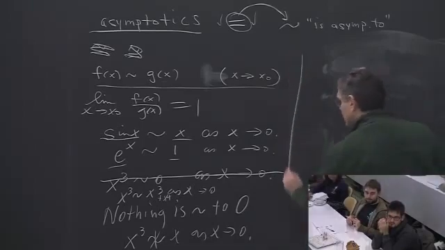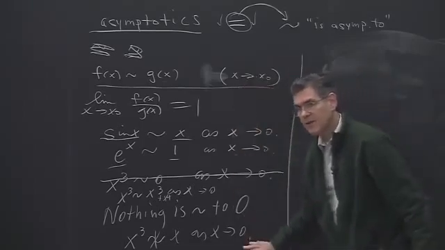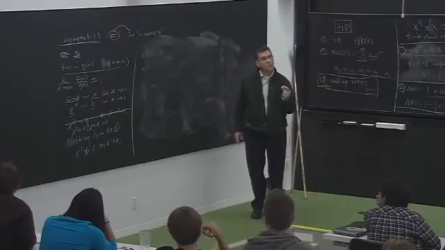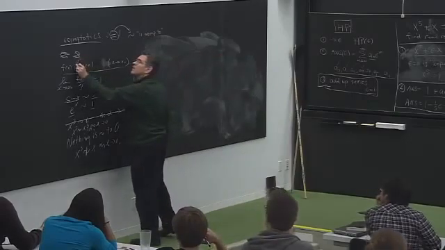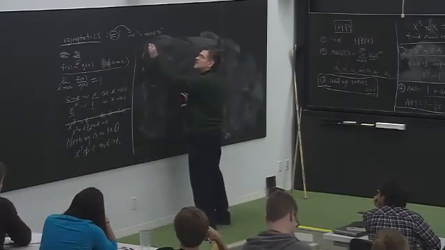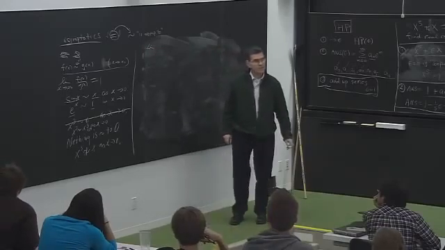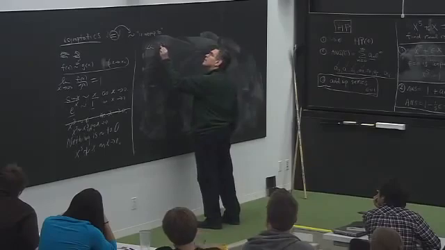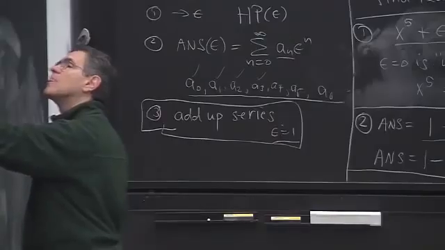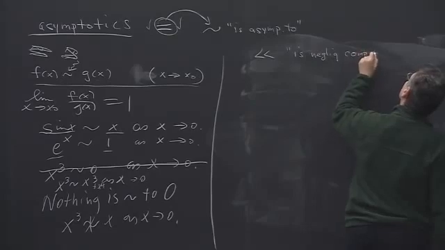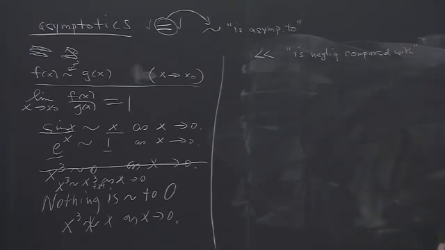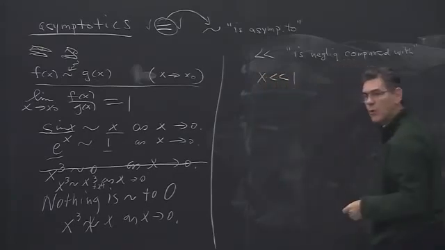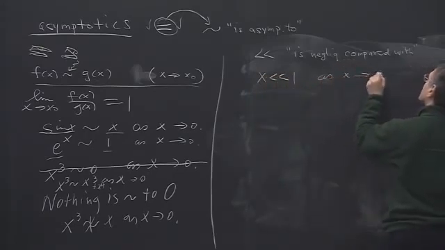Okay, so this is a quick definition of the asymptotic symbol, and there are 2 different asymptotic symbols we're going to use in class. One of them is this symbol here, but there's another symbol that's also very useful, and that's this symbol. Okay, and this symbol is read is negligible compared with. Okay, so for example, x is negligible compared with 1 as x goes to 0.